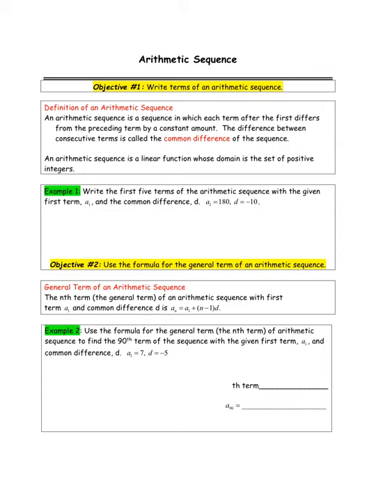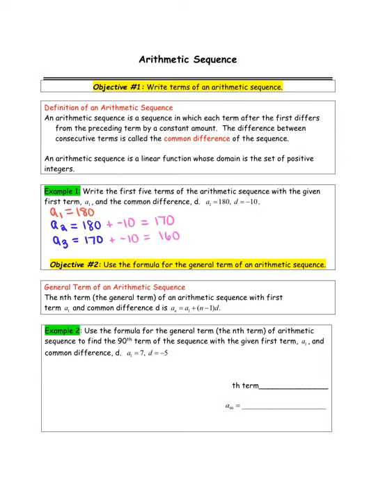Example 1: we're going to write the first 5 terms of the arithmetic sequence with the given first term a1 as 180 and d as negative 10. So here we have the first term is 180. So a2 is equal to 180 plus our common difference, which is negative 10. So a2 is 170. A3 is equal to 170 plus our common difference of negative 10, which is 160.